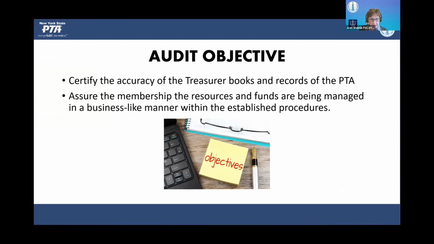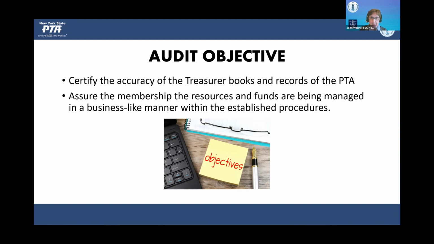The purpose of the audit is to provide reasonable assurance that an organization's financial statements are free of material misstatements and are prepared according to generally accepted accounting principles. Remember, all PTAs, units, and councils need to have an accurate accounting of all PTA funds.